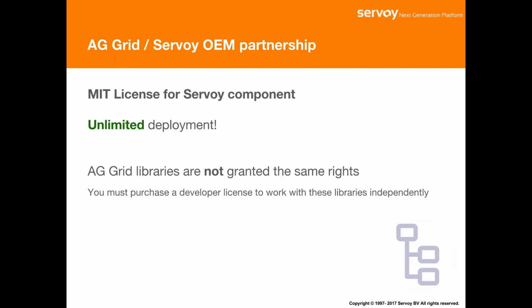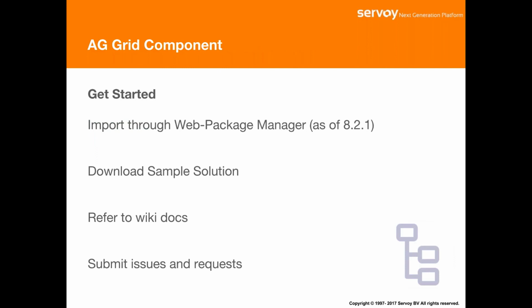However, I just want to point out that the AG Grid is a proprietary library, and so the sources that are used by the component are not subject to the same rights. If you want to modify those sources, if you wanted to distribute those sources yourself or create your own custom implementation using those, you must purchase a developer license from AG Grid. The component that we distribute does not authorize you to do those things. All right, now that I've covered myself legally, how do you get started with the grid?